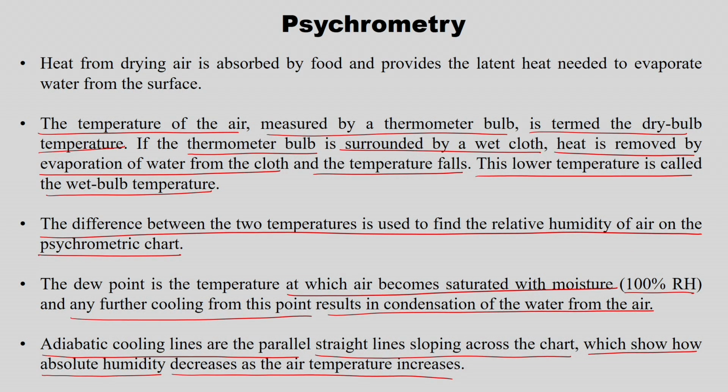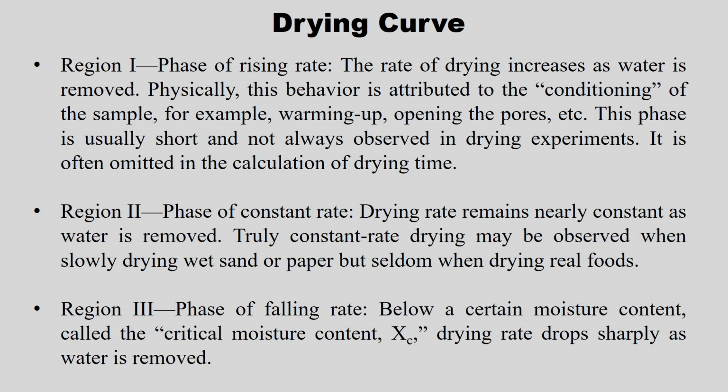Adiabatic cooling lines are the parallel straight lines sloping across the chart, which show how absolute humidity decreases as the air temperature increases. The next important thing we have to know is the drying curve. In the drying curve we have three regions: region 1, region 2, region 3. Region 1 we call the phase of rising rate, where the product is getting warmed or opening pores. This we normally do not take into account for the calculation of drying time. The second and third regions are very important.